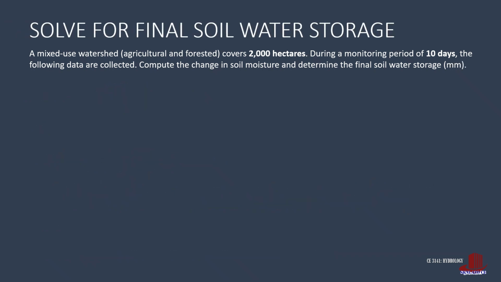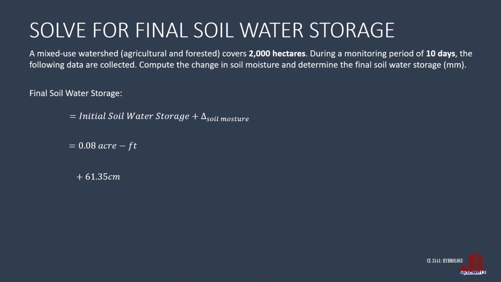The next requirement is the final soil water storage, which is solved as the initial soil water storage plus or minus the change in soil moisture. The initial soil water storage is given in the problem as 0.08 acre-feet, and delta storage is solved earlier as 61.35 cm. We are to convert acre-feet into cm first before taking the summation.